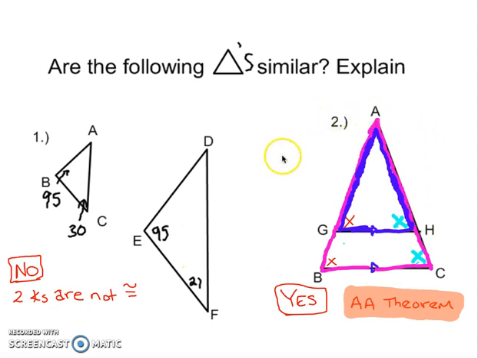Looking at this example 2, hopefully you could see that we had one triangle within this bigger triangle, and these two angles would be congruent as with these two. So this would be the angle-angle theorem, and yes, these would be similar triangles.